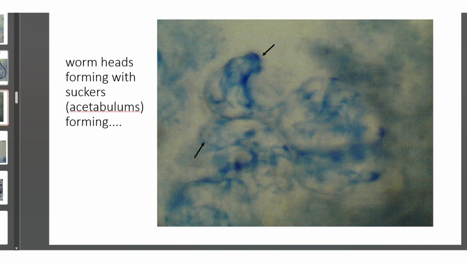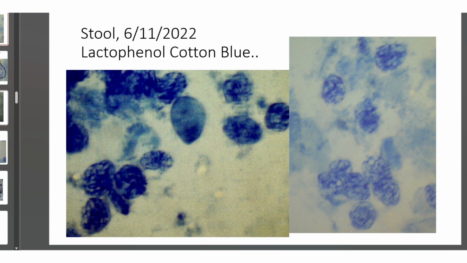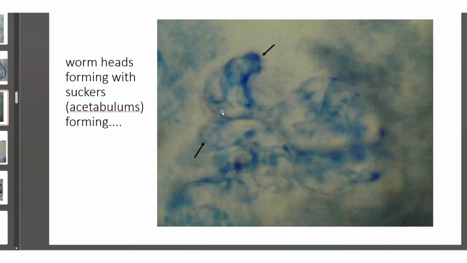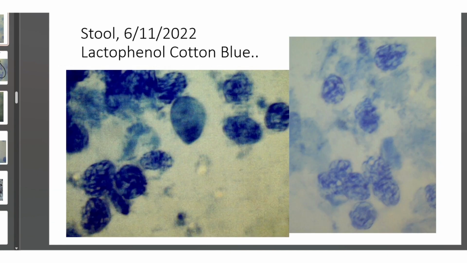And then, there was a question about whether or not this was a plant cell or an artifact of some kind, but it's not. You can see the worm heads coming out of it, and you also can see one head, clearly the movement of a worm head coming out of it. So these are definitely not plant cells.